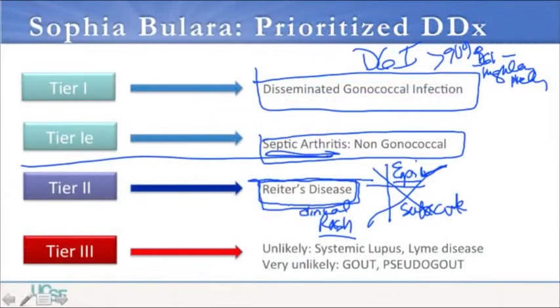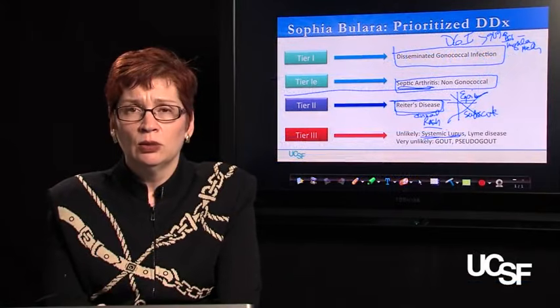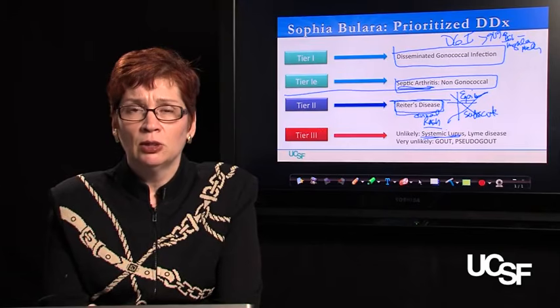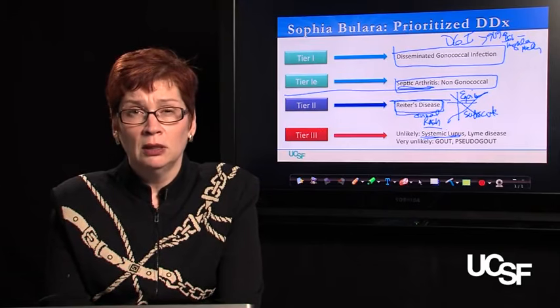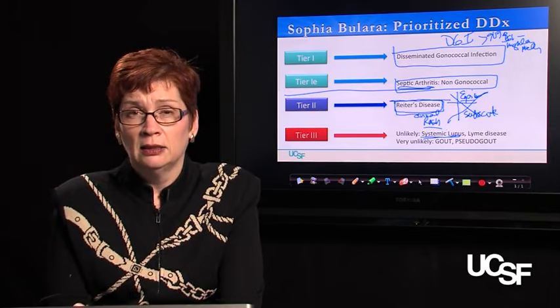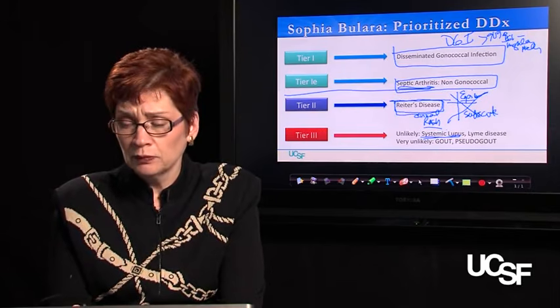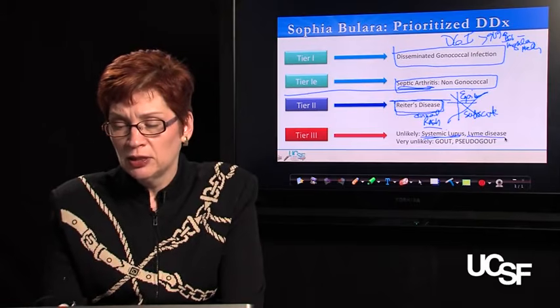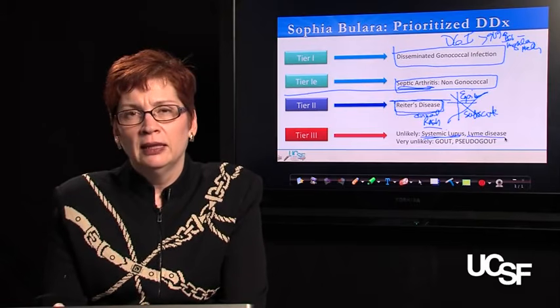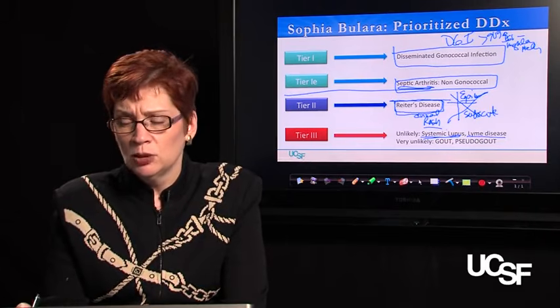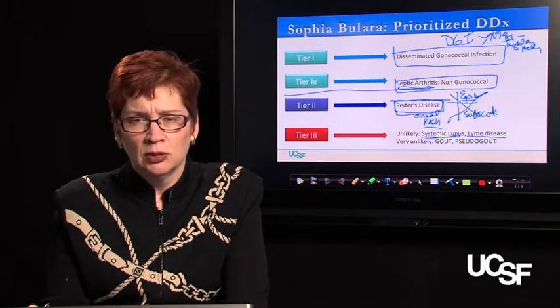Tier 3, very unlikely, systemic lupus. Why? Because lupus tends to present with symmetrical polyarthritis rather than oligoarthritis that is evanescent. Lyme disease, why are we putting that so low? Again, the type of arthritis she's demonstrating is a little bit unusual, but the rash is even more unusual.